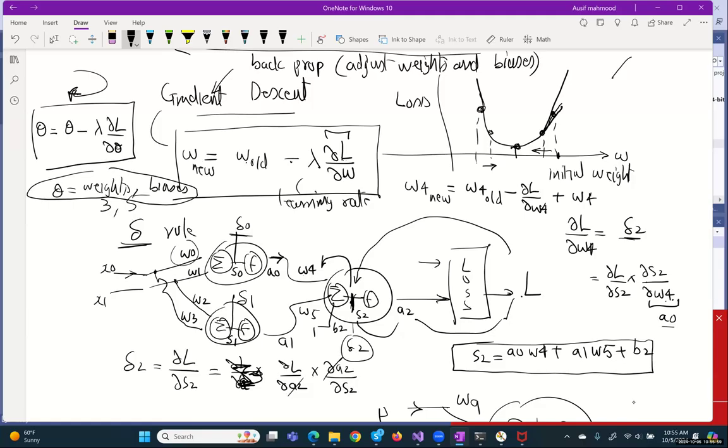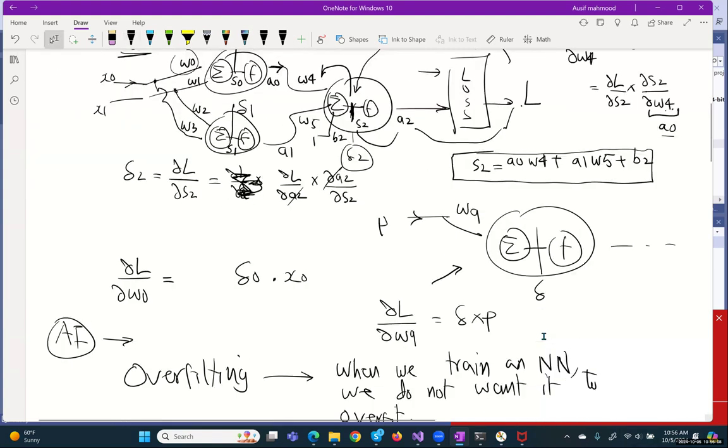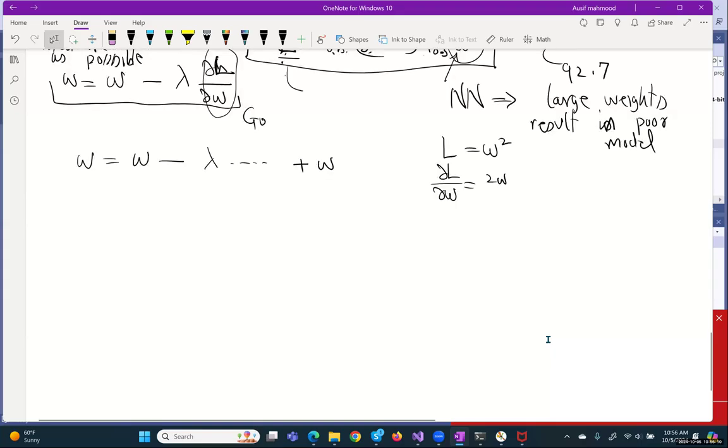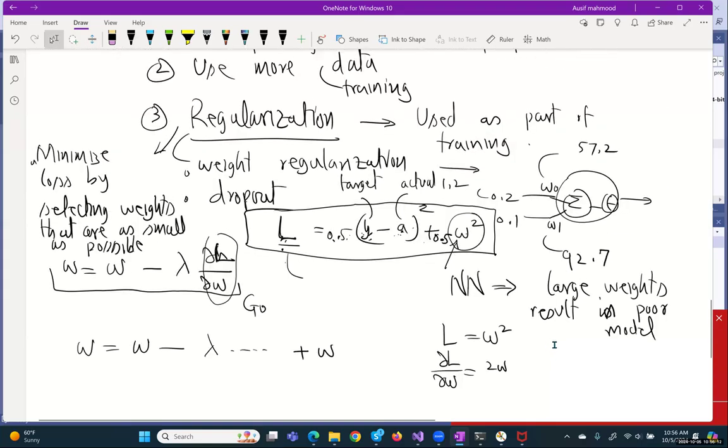Because remember, the goal is to make each weight as small as possible. And once again, you can go over here, right? So like I said, as we try to minimize this loss, because we'll be taking the derivative of this term, okay? And we'll also be taking the derivative of this term, okay?